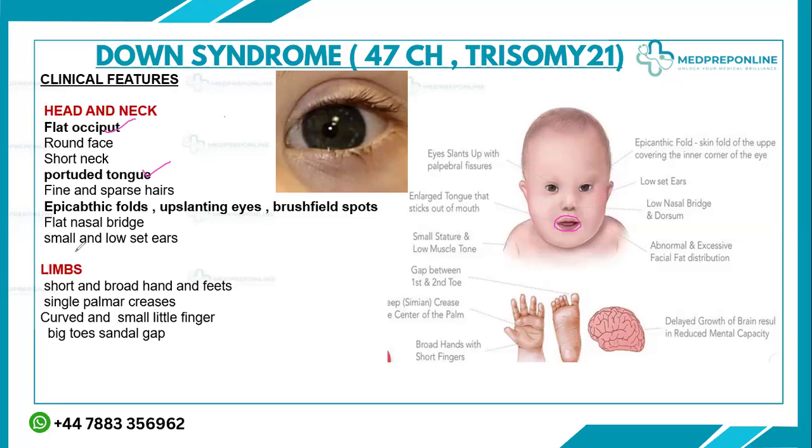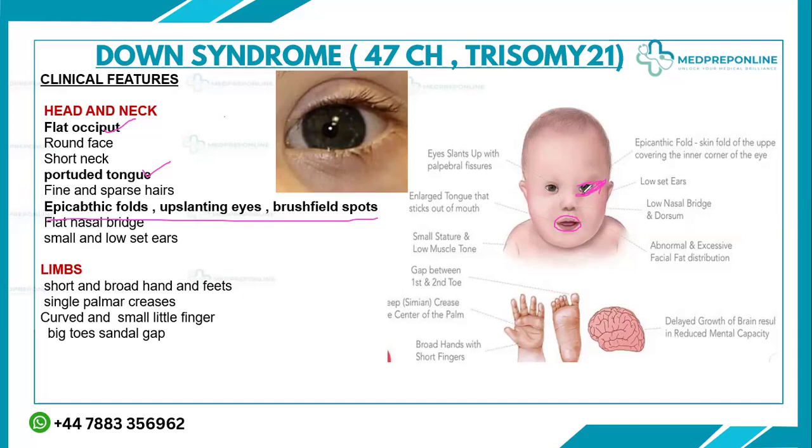They have macroglossia: a small mouth but an enlarged tongue sticking out. This is a very key feature. Fine and sparse hair. Then epicanthic folds are very important. Epicanthic folds can be seen at the upper eyelid. And then upslanting eyes will be there. This is known as mongoloid eyes, and this is very important for Down syndrome.